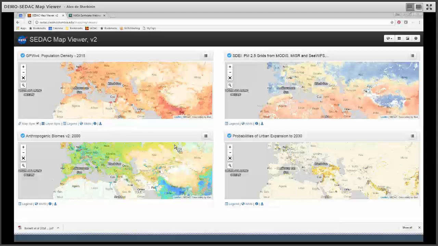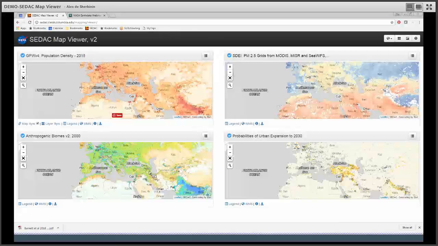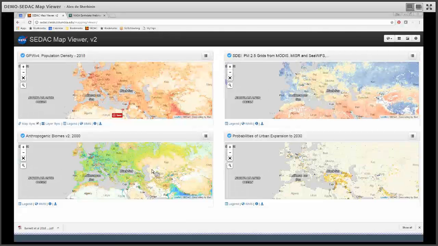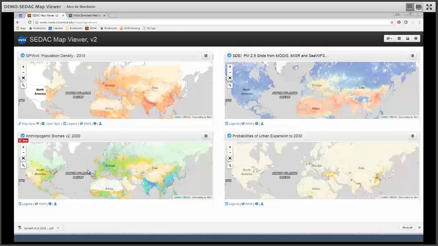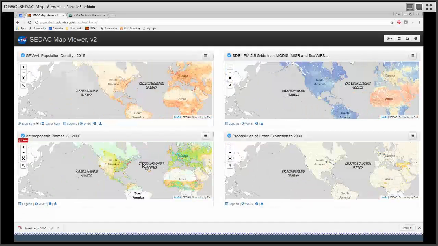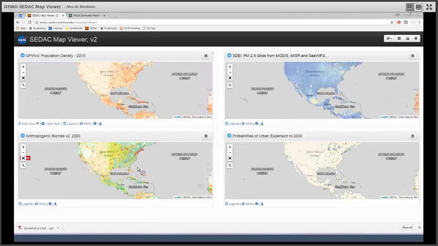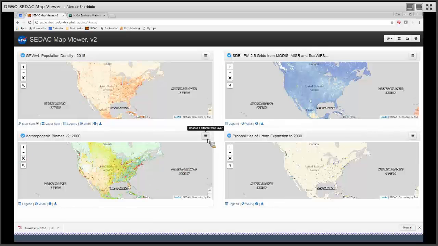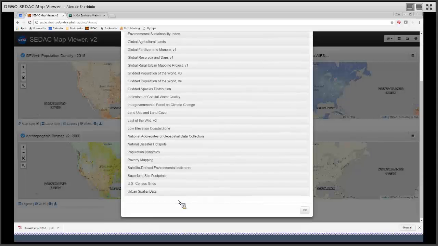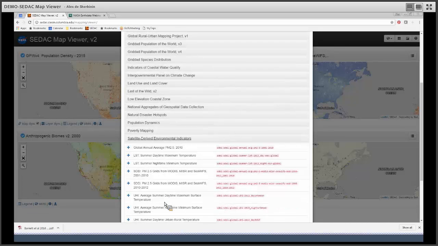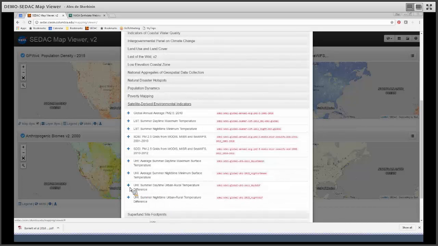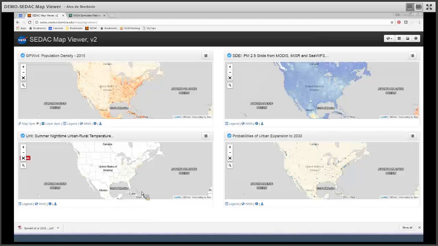So very briefly, this is the new SEDAC map viewer, which has a 4-panel view. So all 4 maps move in harmony here as you move from one place to the next around the world. You can obviously pan and zoom and do all the things you normally do. Let me go over to the Northeast United States, where some of our listeners may be from. And what you see here is the anthropogenic biomes, but I want to swap that out with a layer that describes summer, urban, nighttime, urban heat island.